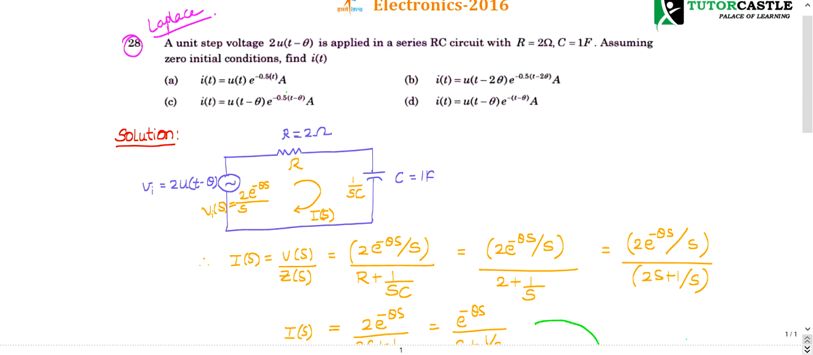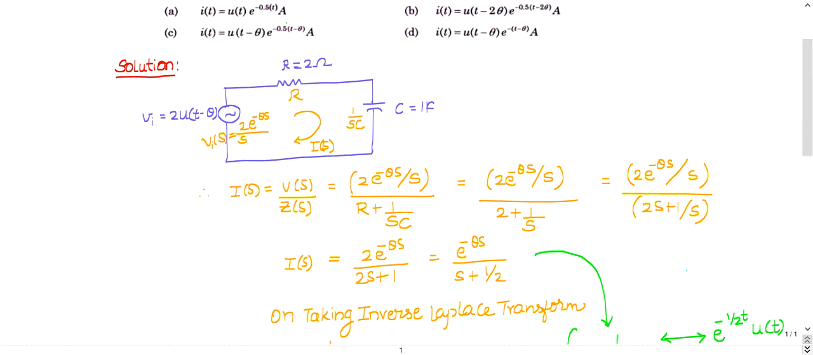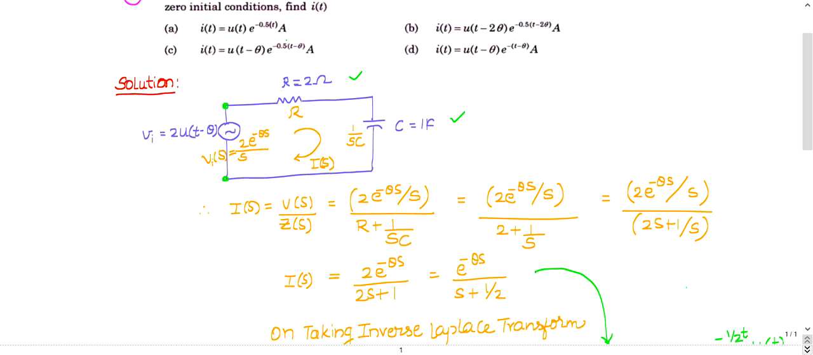Now, what I have taken is simply an RC circuit. R is there, C is there. It's nothing a big name: R means a resistor and C is a capacitor. That's it. And the input I have taken as VI. VI is what he has given, 2 into u of t minus theta. Same thing I have taken. Then R is given as 2 ohms, C is given as 1 farad. I have taken the same.